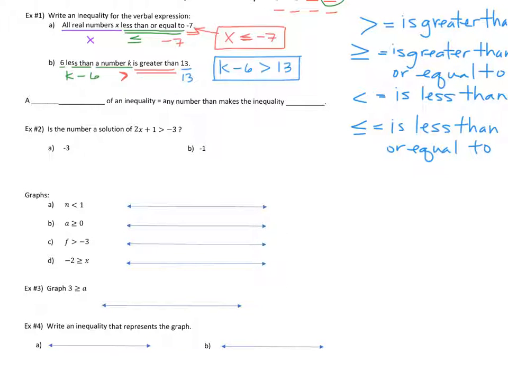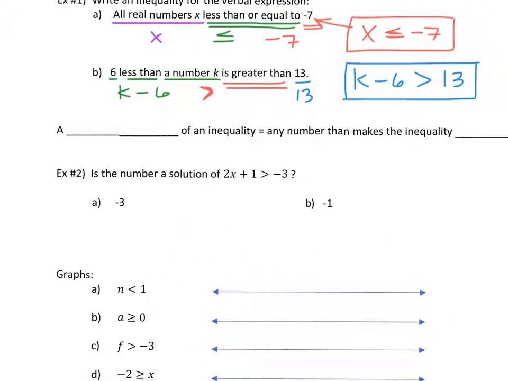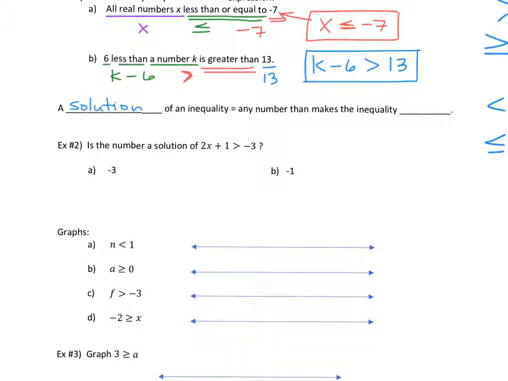So that next line, it says a blank of an inequality. That is a solution of an inequality. Okay, so we're going to write a solution of an inequality is any number that makes the inequality what? Any guesses? Equal. Not equal. Not less.